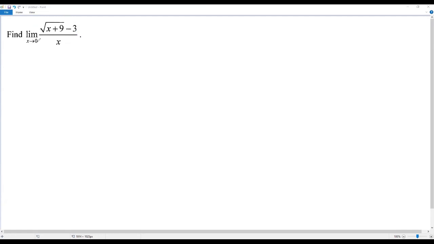That is, I'm going to substitute the limit value of x, that is 0, for x. Let me write the given limit as it is: limit as x approaches 0 of (square root of x + 9 - 3) over x. Now let me directly substitute 0 for x into the function. Then I'm getting square root of 0 + 9 - 3 over 0.